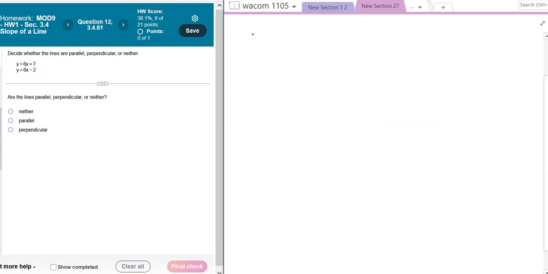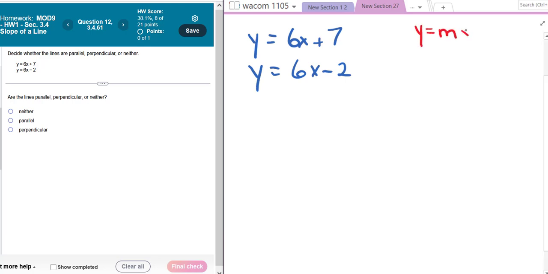So for this one, we have two lines, y equals 6x plus 7 and y equals 6x minus 2, and what they want to know is parallel, perpendicular, or neither. They were being very nice to us here. They gave us the y equals mx plus b form. So we can pick off the slope, which is all we really need to know. These slopes are the same, so this is parallel.